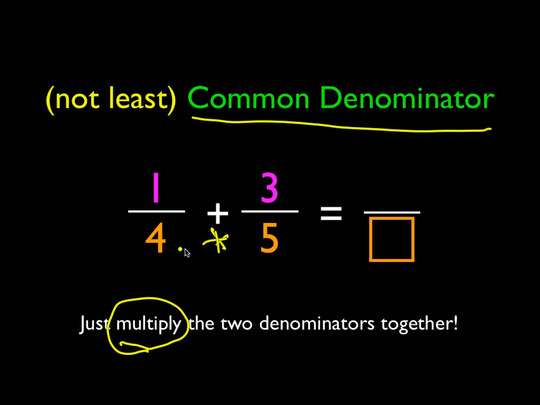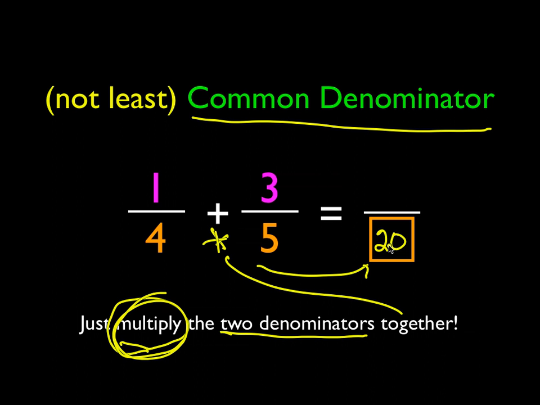So we multiply them. 4 times 5, and that gives us 20. So that says that a number that will be a suitable denominator all the way across the bottom to make them all equivalent will be 20. So we just multiply the two denominators together to produce the not least common denominator. Maybe not least. This one turns out to be the least common denominator, but it's not guaranteed to be least.